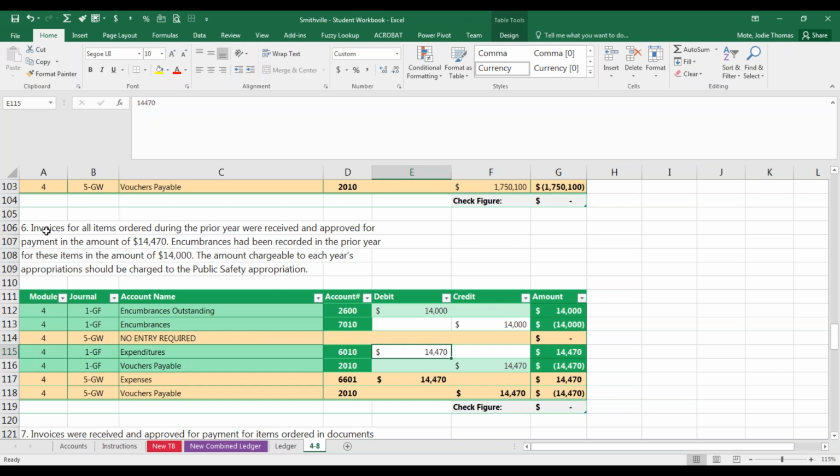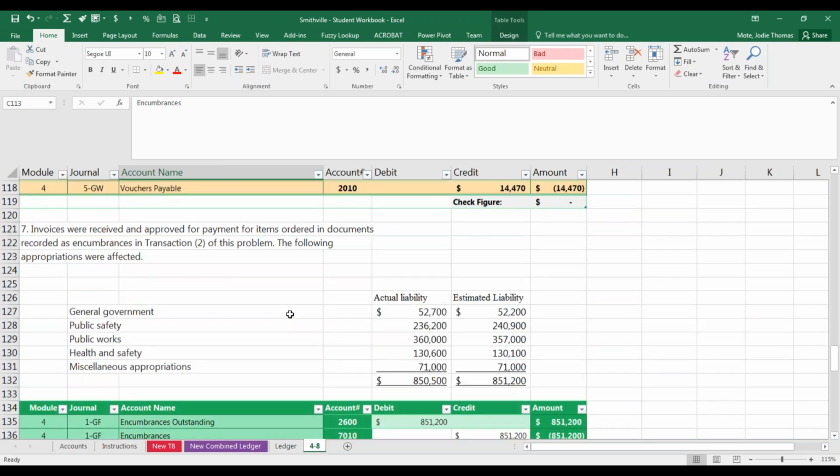Okay, so you're recording your actual amount here for the invoices received of $14,470. You're debiting expenditures, and you're crediting vouchers payable. Government-wide journal looks really similar. You are debiting expenses, and you're crediting vouchers payable. Okay.